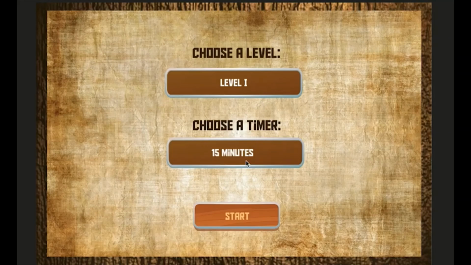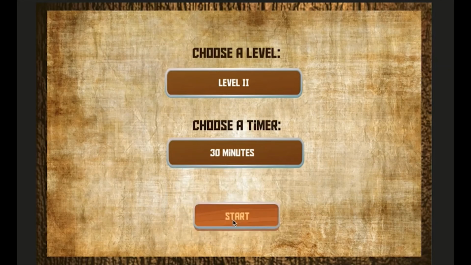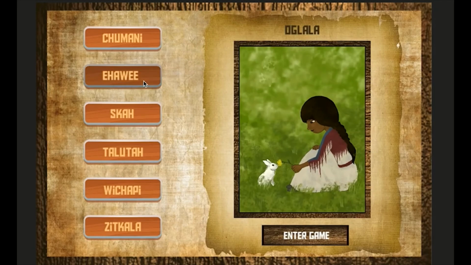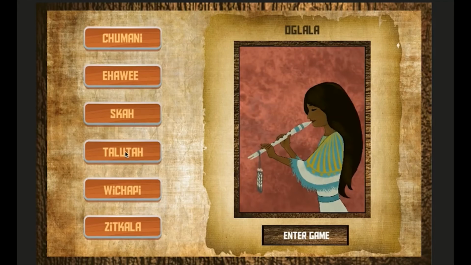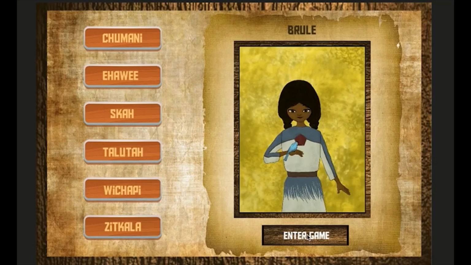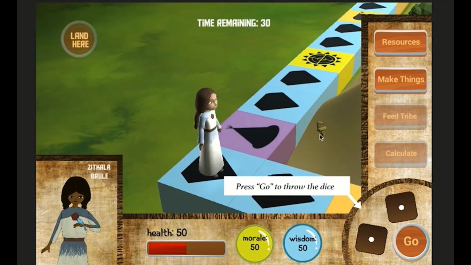Before starting the game, players first need to choose a game level, a timer, and a game avatar. There are 12 characters in the game, and each character belongs to one of the 2 bands, Boulé and Ogallala. Players of the same band form a team and play together against the other team. There are 3 parameters in the game: health, morale, and wisdom. The team that has the most points by the end of the game wins.